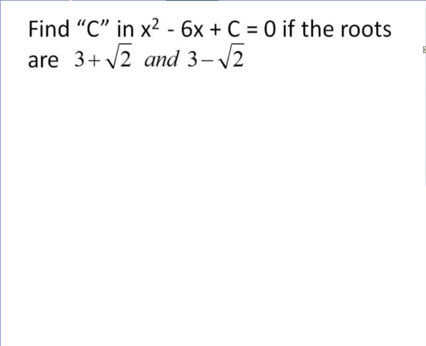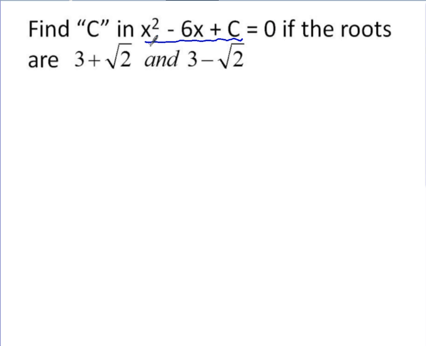Okay, let's make this a little more interesting now. Let's find c in this quadratic equation if the roots are already given. So we've got a couple of irrational roots here. If I'm going to find c, I need to think about how c works into the mix here with this sum of roots and product of roots idea. C has to do with the product, right?